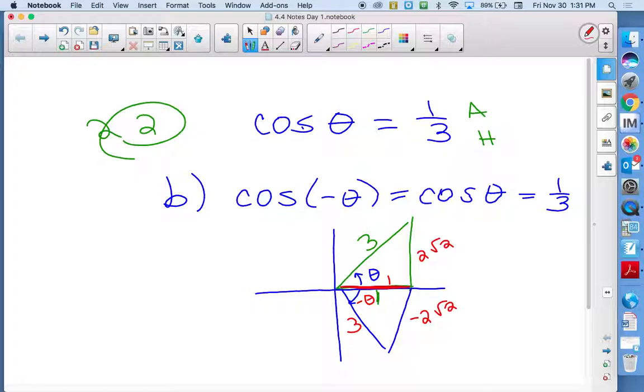You're not changing the x value because you're still on the positive x-axis. So the cosine of the angle is equal to 1/3, and the cosine of that negative angle is still equal to 1/3 because you're not changing the x distance. It's not becoming negative. You're still moving that same x distance, except now we're just going down to get to the bottom of the triangle instead of going up to get to the top of the triangle. Questions?